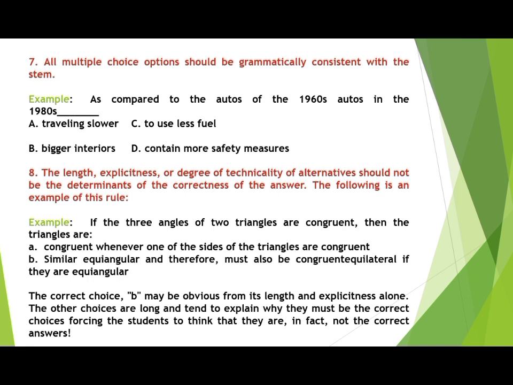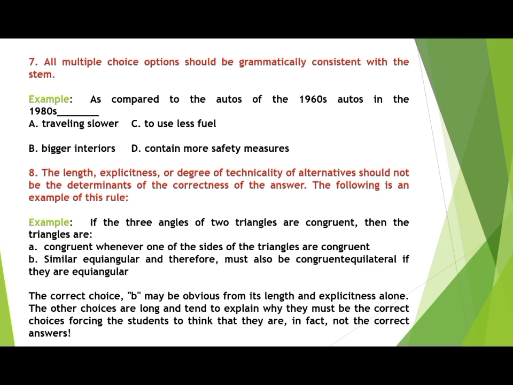Example, as compared to the cars of the 1960s, cars in the 1980s are traveling slower, have bigger interiors, use less fuel, contain more. So, they are familiar with each other. So, that is guideline number 7.